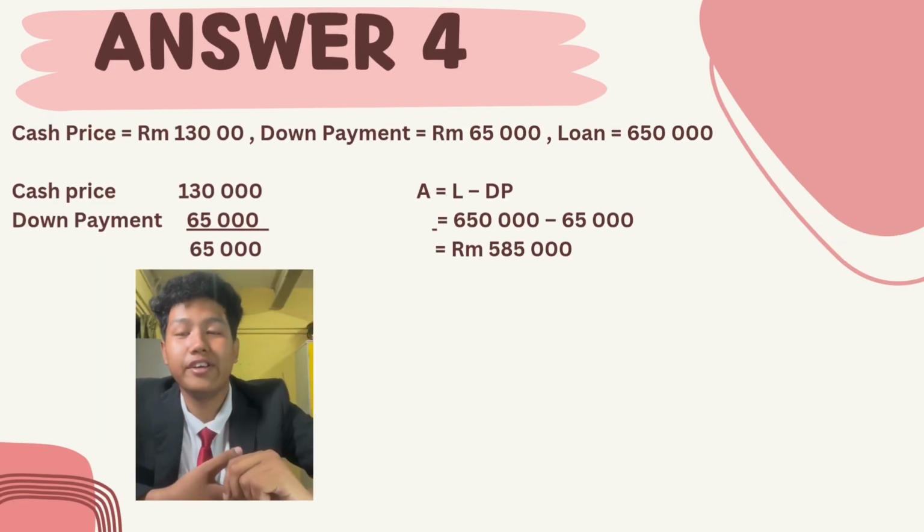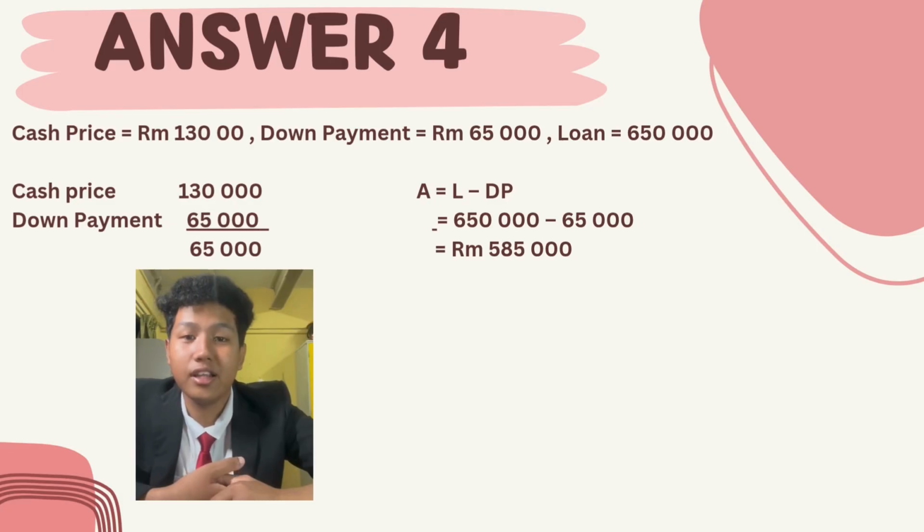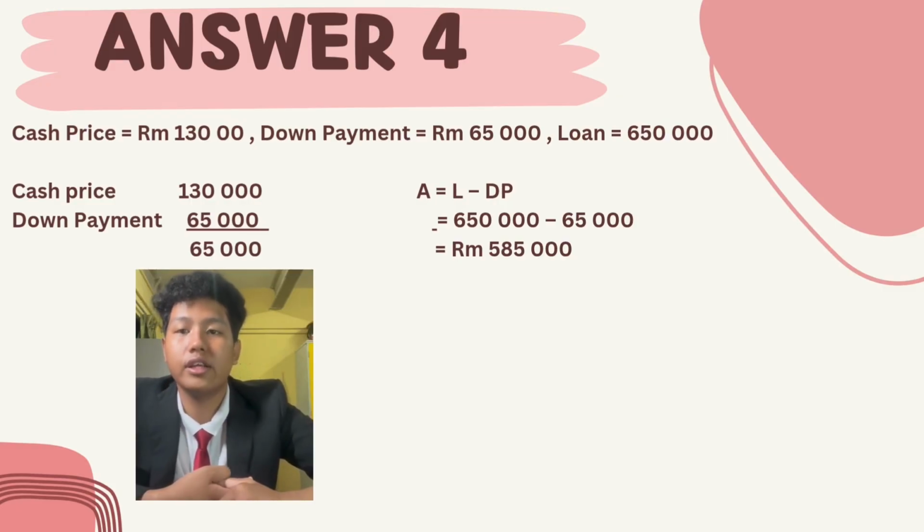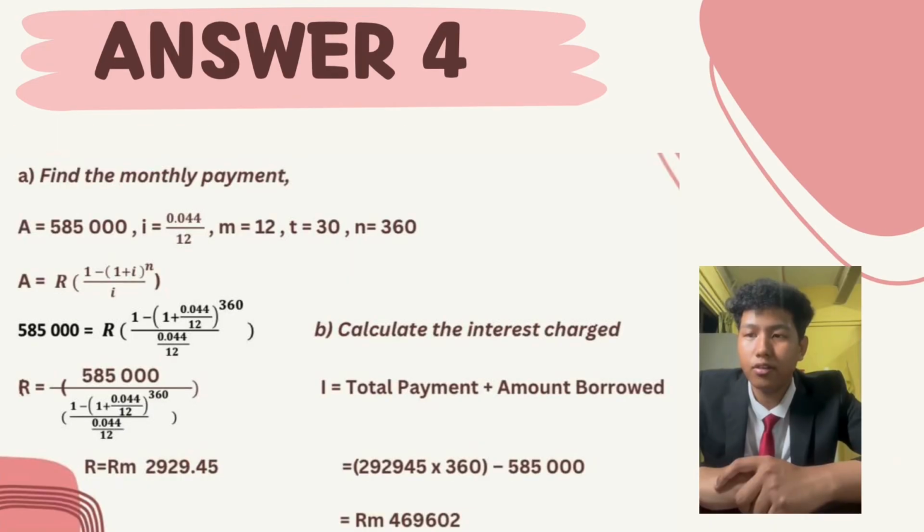So first of all, we need to find A. Cash price is 130,000 ringgit and down payment is 65,000 ringgit, and the house price is 650,000. So cash price 130,000 minus down payment 65,000, so we get 65,000, and we use the formula A equals L minus DP. So 650,000 minus 65,000, so we get 585,000 ringgit. Okay, so the answer is RM2,929.45.